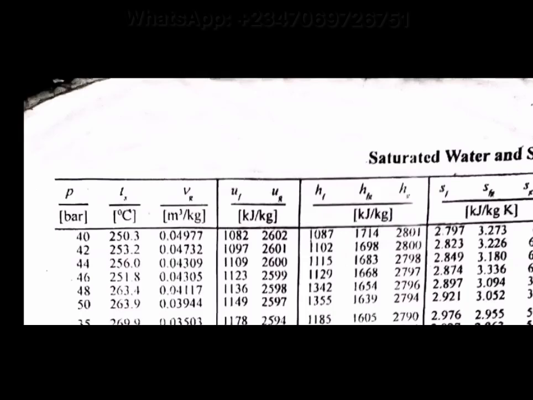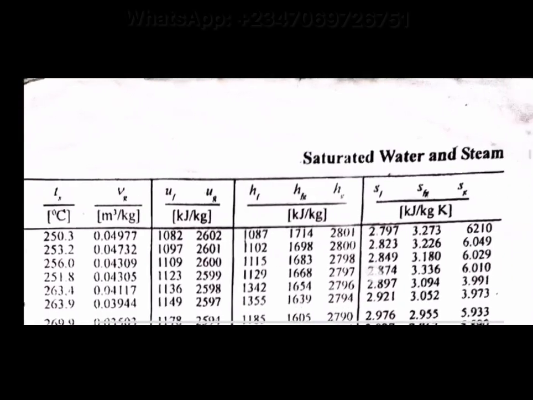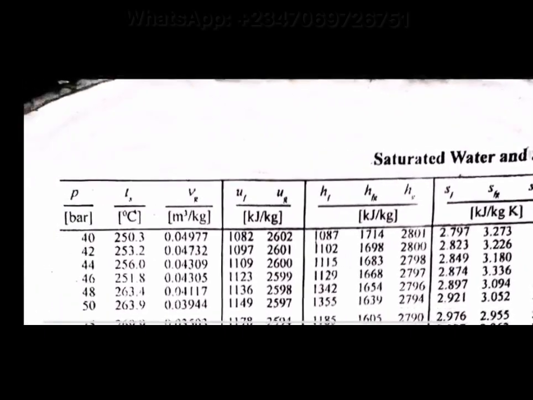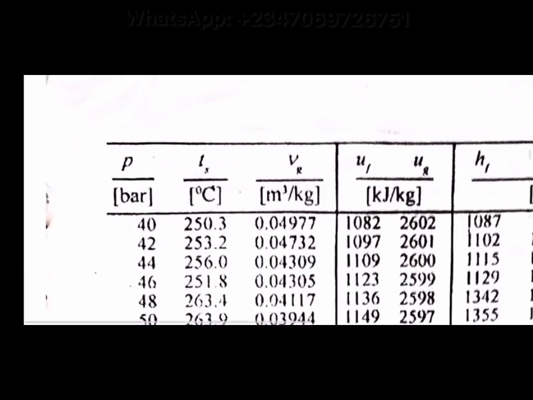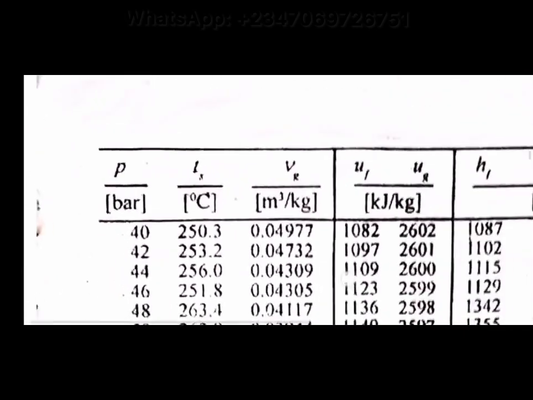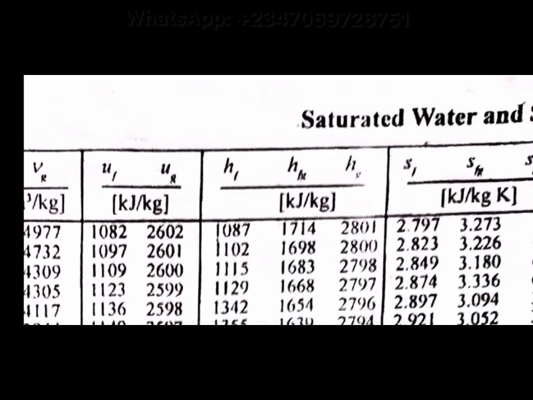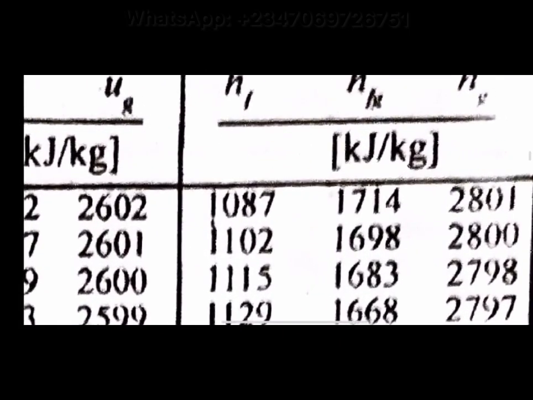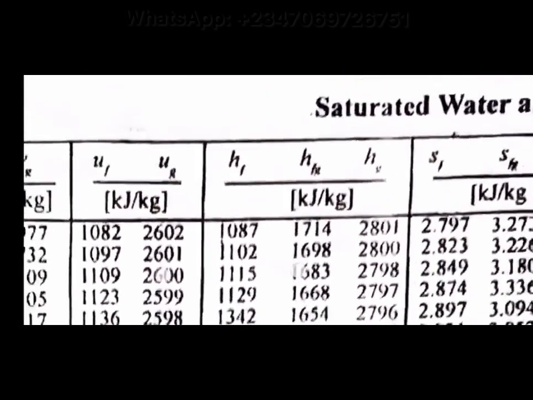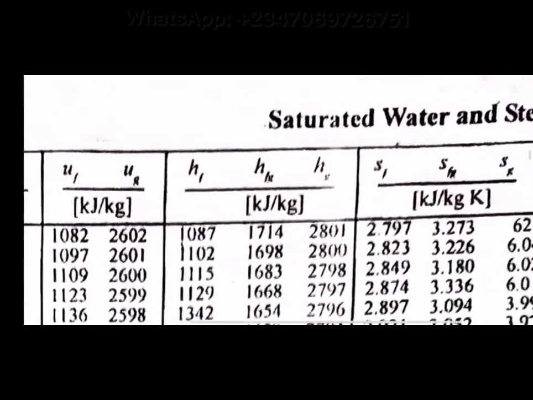So let's say the pressure given to us is 40 bar. We'll simply come to the saturated water and steam table corresponding to 40 bar, as can be seen on the pressure line here, 40 bar. So we trace now for the enthalpy. HF is going to now be our H1. So the value for 40 bar here is 1087. This is now going to be our H1.